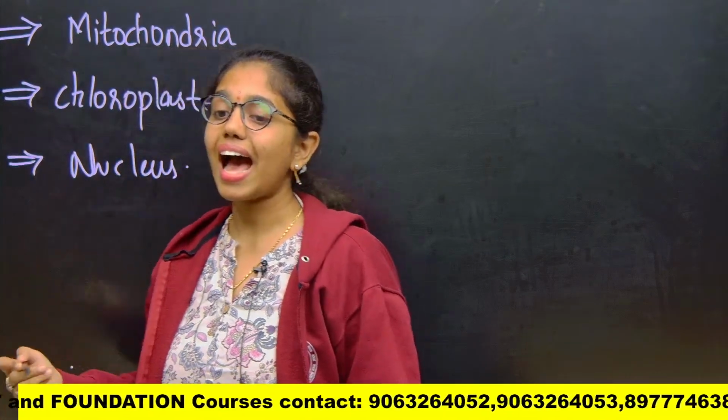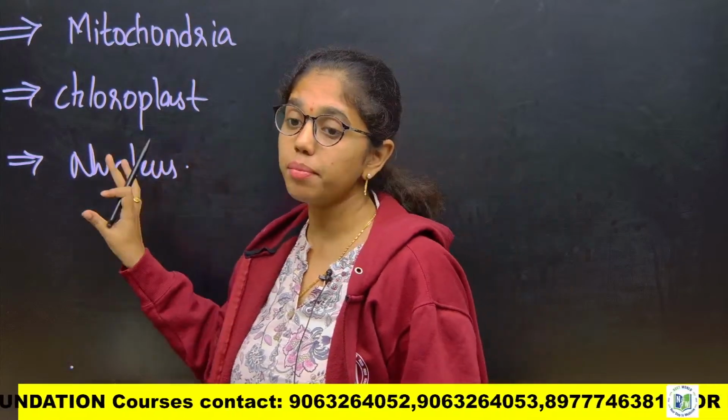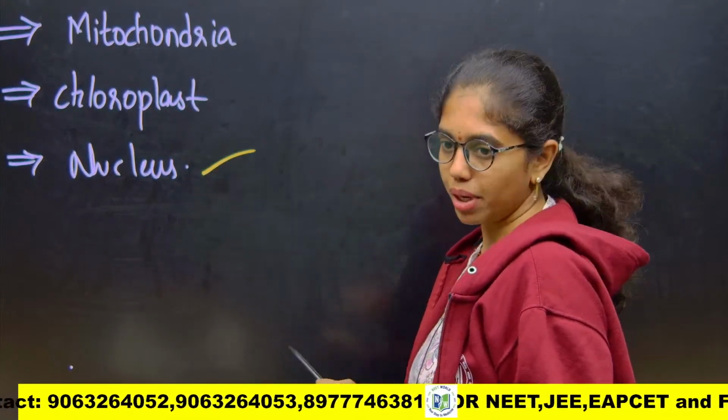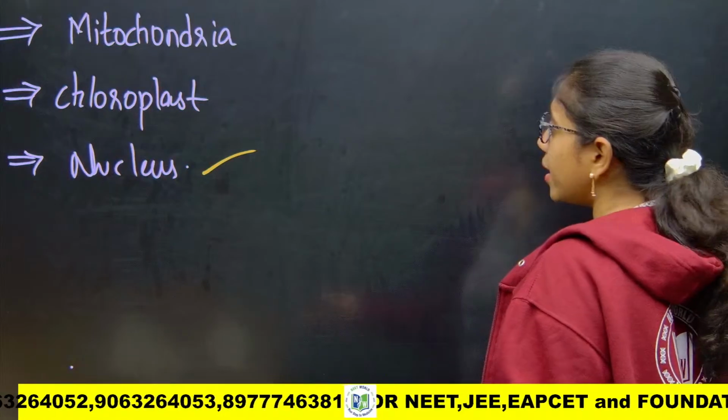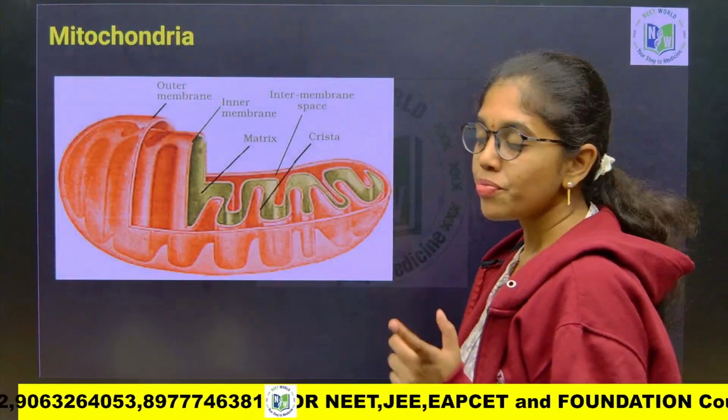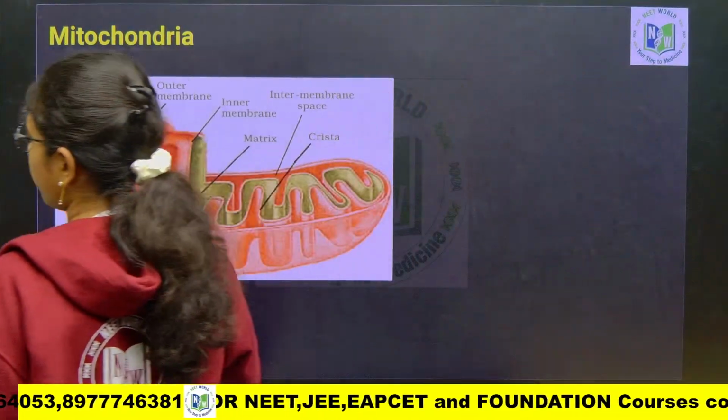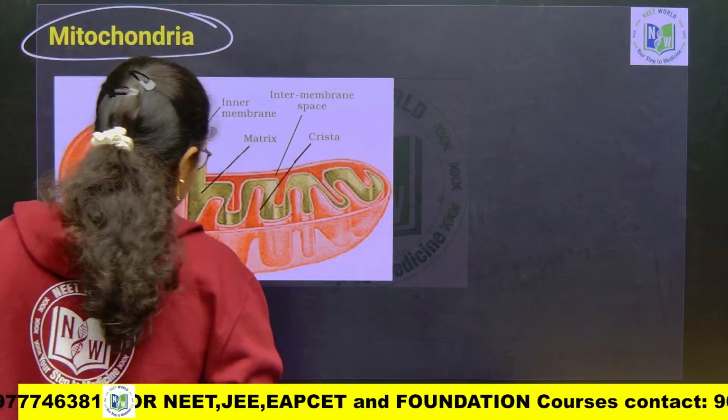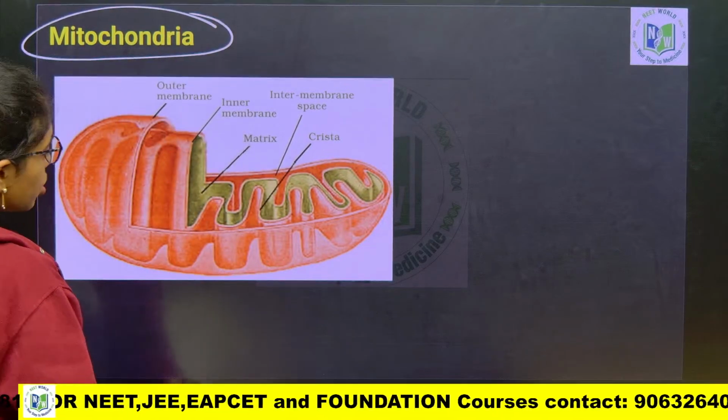If it is in an animal cell, what are the double membrane bound organelles that you will see? Mitochondria and nucleus. Simple, right? Let us go in detail about each and every organelle. First, it is mitochondria. Mitochondria is cylindrical or sausage shape in structure.